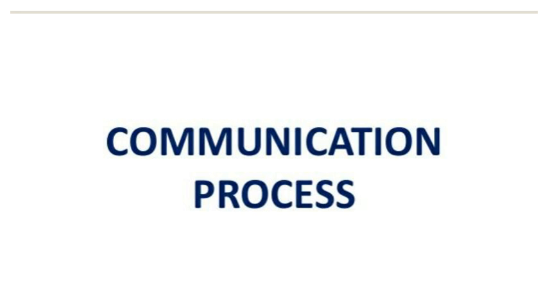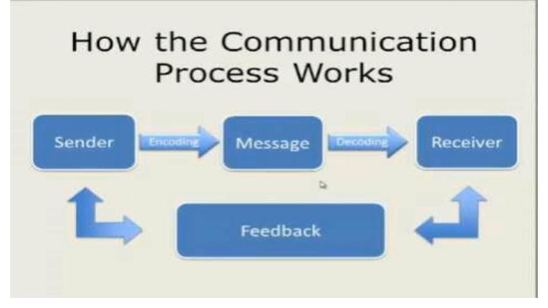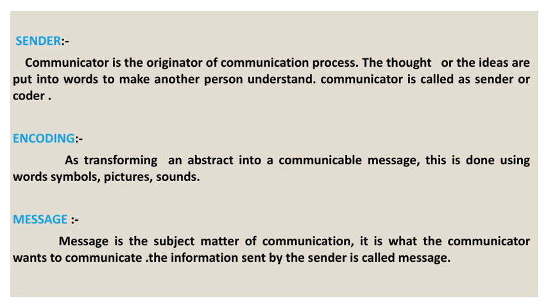Coming to the communication process. How does the communication process work? Sender, encoding, message, decoding, receiver, last, feedback. Sender. The communicator is the originator of the communication process. The thoughts or the ideas are put into words to make another person understand. The communicator is called a sender or coder.